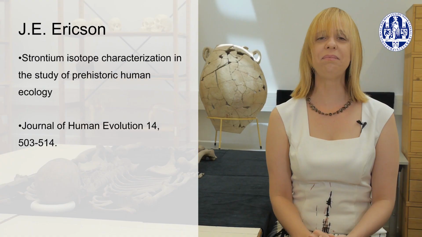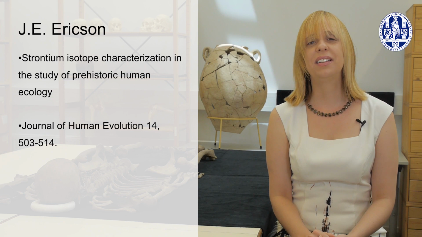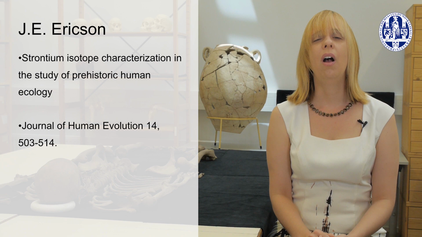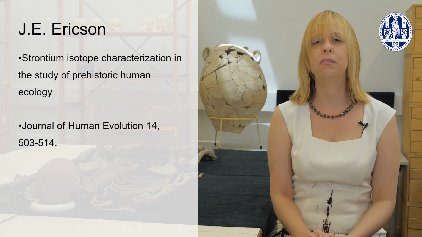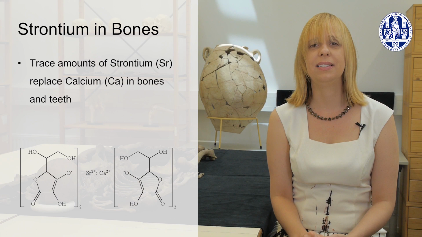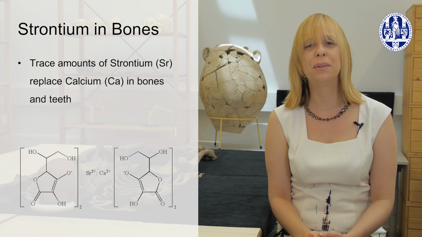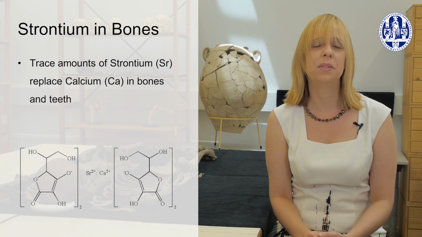In 1985, Ericson was the first archaeologist to demonstrate that the strontium-87 to 86 ratio in human bones and teeth reflects the strontium ratio of the geographic area that a person lived in while that tissue was being formed. One may ask, how does strontium even get into our bones and teeth? Well, strontium has a molecular structure similar to calcium. Calcium, as you know, is a major component of the mineral of both bones and teeth. And quite simply, a very small amount of strontium isotopes will replace calcium in hydroxyapatite.